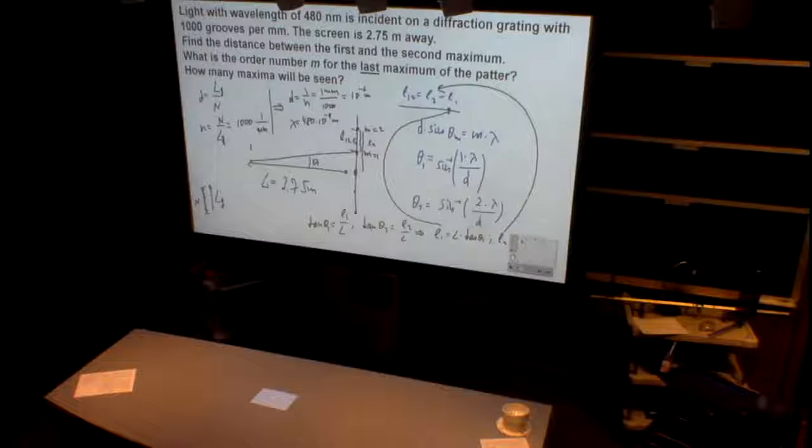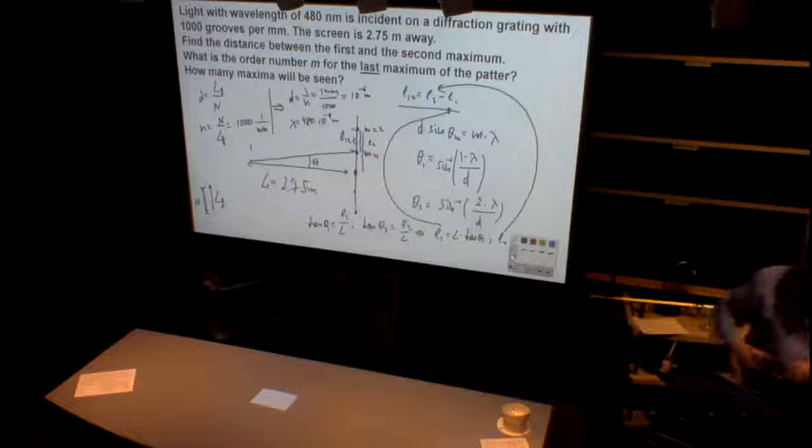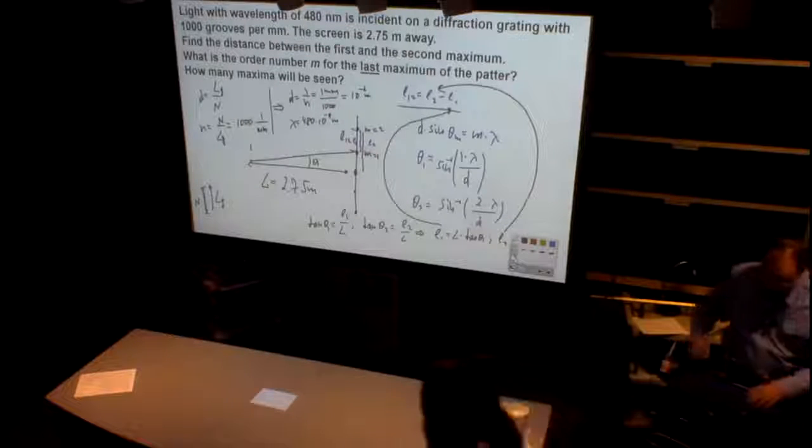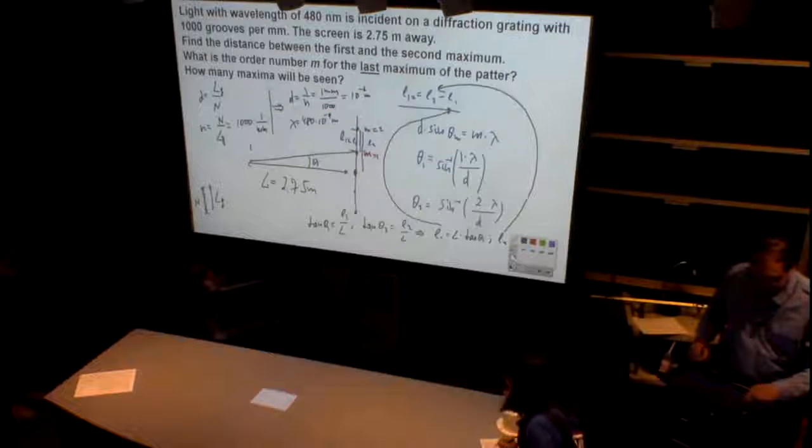Just remember that the maximum angle that can be reached is 90 degrees. It cannot go above 90. For every pattern, there is a final maximum at 90 degrees. I will solve it tomorrow, but now you can solve many homework problems.